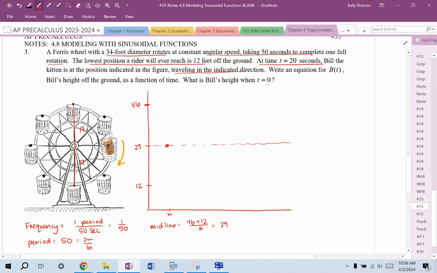Where does Bill go next? From this, Bill goes at the next tick mark. We'll figure out what that is. Bill goes down to 12 feet. At the next tick mark, he goes back to midline. At the next tick mark, he goes up to 46. And at the next tick mark, he lands back where he started. How do I know how far apart these tick marks are? Well, remember, the period is 50. So this one little sine curve here stretches across 50 units. So from 20 out to here should be 70, right? I added 50 to that.